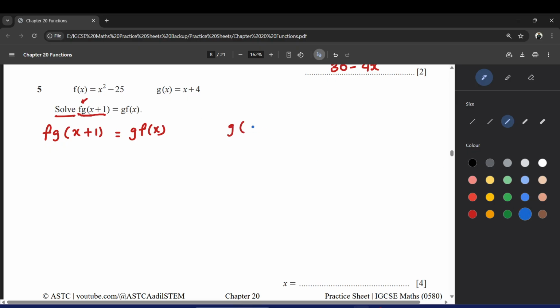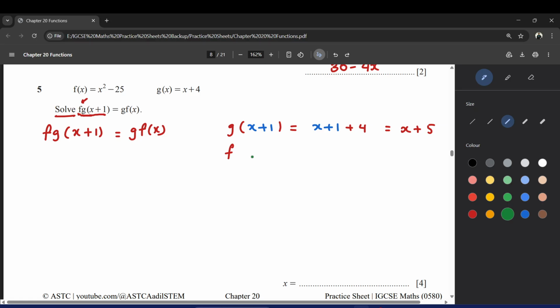Okay, first of all, let me do this on the side. I need to find out what is g of x plus 1. So that means instead of this x, I'm going to write down x plus 1 plus 4. Okay, that would give me x plus 5. Now I'm going to substitute this x plus 5 into the function f.